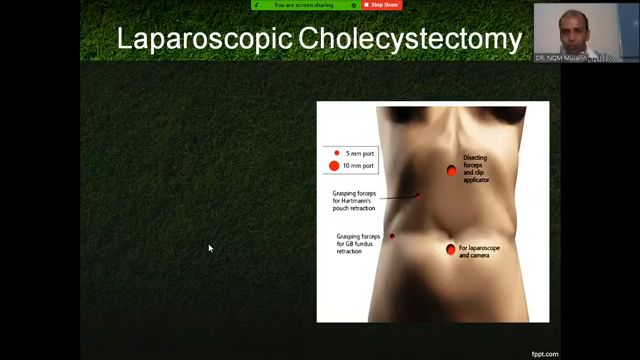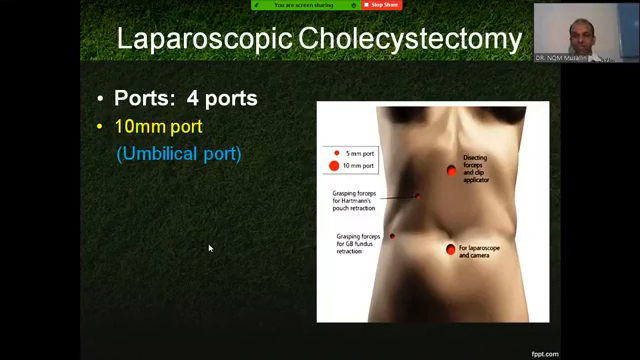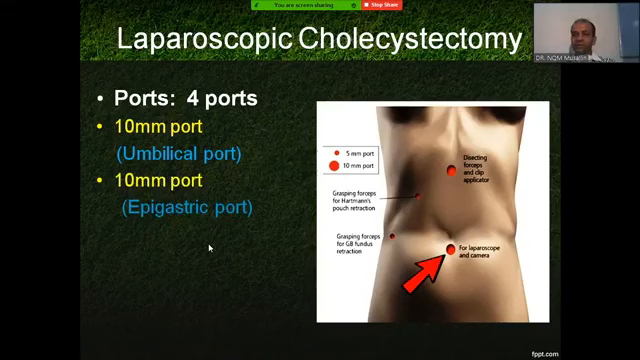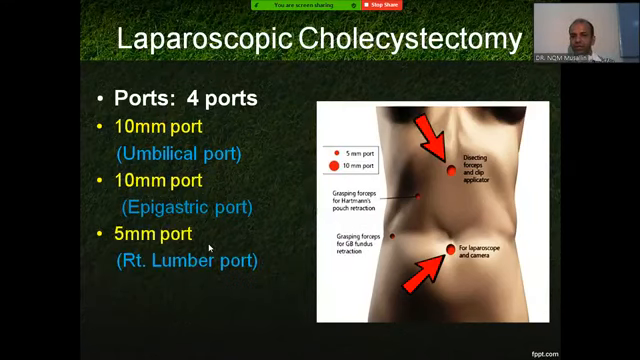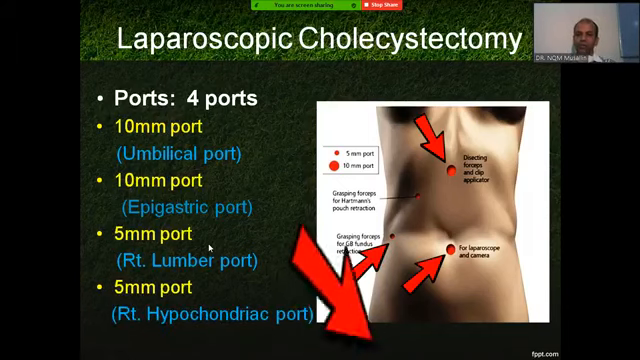And now the laparoscopic cholecystectomy. We need 4 ports for conducting the laparoscopic cholecystectomy. The first is a 10 millimeter port, the umbilical port, which allows first the pneumoperitoneum, then the introduction of the camera and laparoscope. Then another 10 millimeter port in the epigastrium, and we need a 5 millimeter port in the right lumbar region and another 5 millimeter port in the right hypochondriac region.